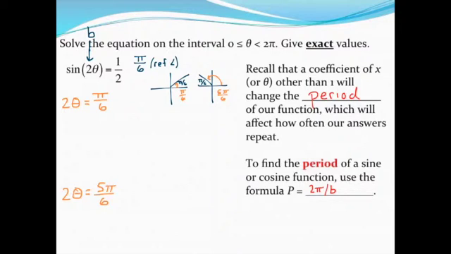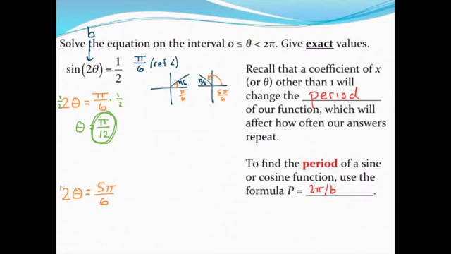To do this, I'll either divide both sides by 2, or what might be easier to do in your head, rather than divide by 2, just multiply by the reciprocal. So multiply both sides by 1/2. And so I get theta is equal to pi over 12. Go ahead and circle that. That is your first of many answers for this problem. So pi over 12, not pi over 6.